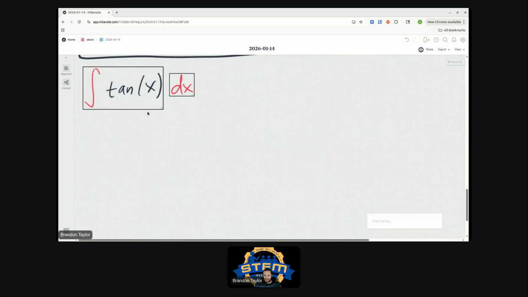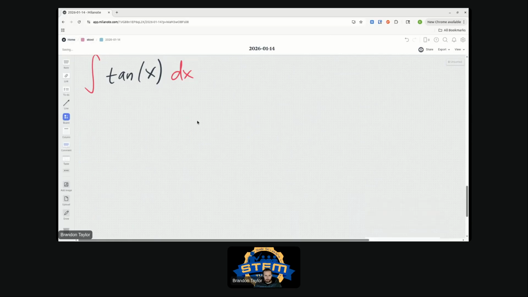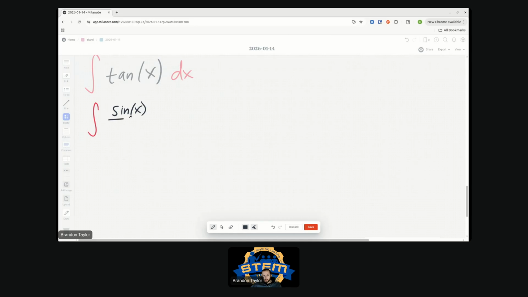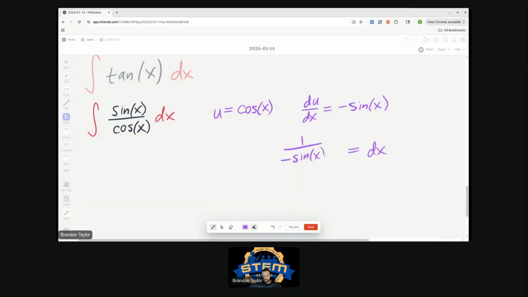With this one, I can actually see a student, and even myself, coming up with this idea. How would we do this? We can't just directly use the rules in reverse. The trick is to write it like this. Remember, tangent is always sine over cosine. And when we look at it like this, we open ourselves up for another use of u equal to cosine of x. du/dx is equal to negative sine of x, which implies that dx is equal to 1 over negative sine of x du. And now we can do the substitution, no problem.